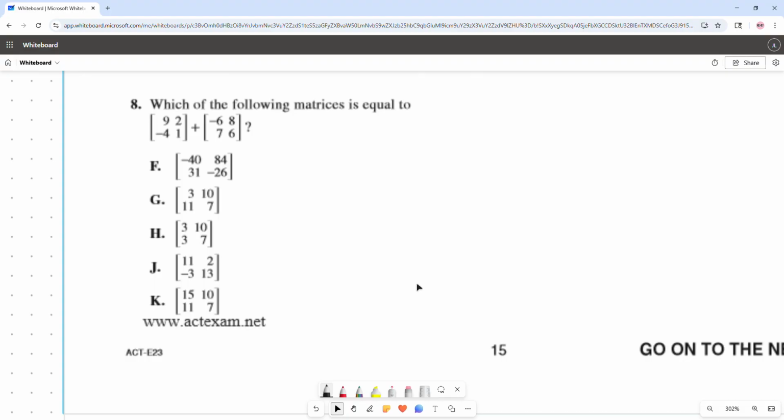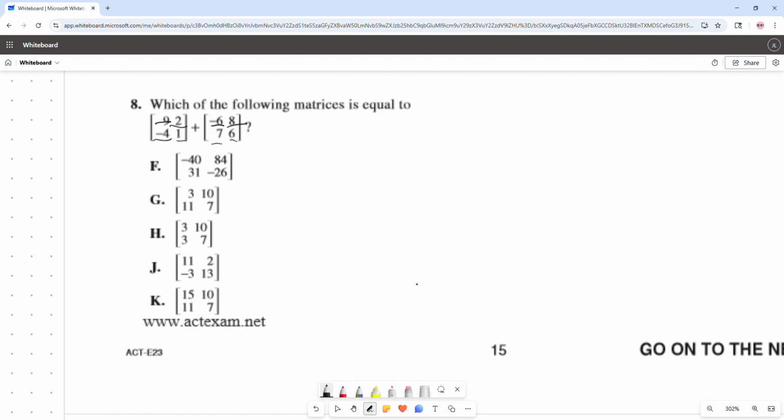So next we have our matrices problem. Which of the following matrices is equal to 9, 2, negative 4, 1, plus negative 6, 8, 7, 6? So matrices are actually very easy to solve. It's just some people might not know how to solve them, but you just add 9 plus negative 6, 2 plus 8, negative 4 plus 7, 1 plus 6.